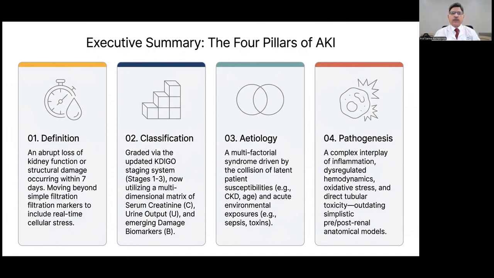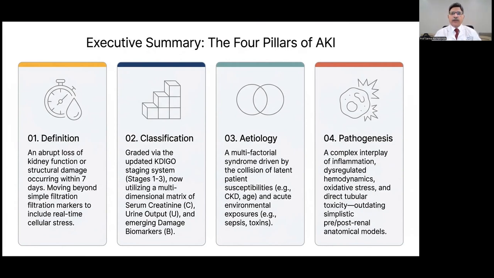What is the definition now? Any renal shutdown, abrupt loss of renal function, or structural damage occurring within 7 days. It is not just the structural or functional damage; the biomarkers are also important. While classifying it, we take into consideration three aspects: serum creatinine, urine output, and the biomarkers. Etiology is multifactorial: latent susceptibilities plus the environmental exposure of sepsis and toxins.